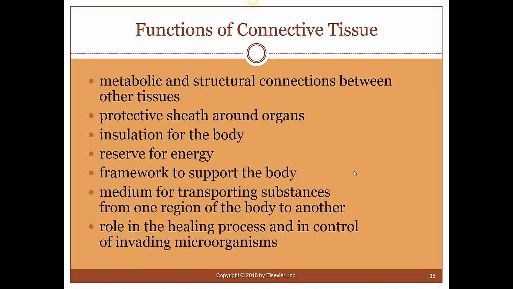Some of the main functions we find is that it becomes both a metabolic and a structural connection. Your metabolic will be things like blood, which is a connective tissue. Structural would be things like tendons, ligaments, but also bones and cartilage. All these are structural connections that they make between tissues. Protective sheaths around organs, so they go around the heart, the lungs, the intestines, the reproductive tract. They also make sheaths for the joint space.